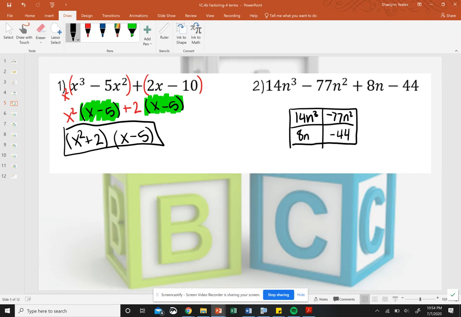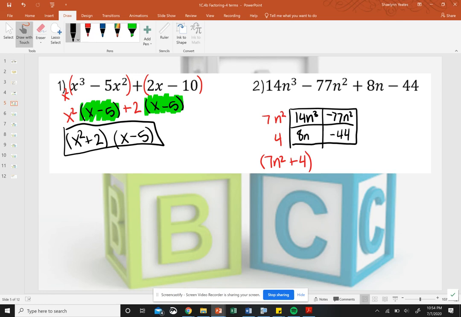All right, so now I'm going to pull out the greatest common factors between the columns and the rows. So I'm going to write what would have been there that multiplied into that box. My greatest common factor along the bottom between an 8 and a negative 44 is actually a 4. And my greatest common factor along the top between a 14 and a 77 is a 7. And then an n cubed and an n squared, this is going to be an n squared. So this piece becomes 7n squared plus 4.